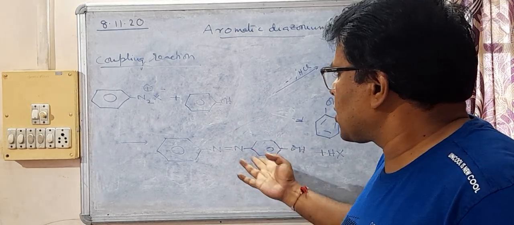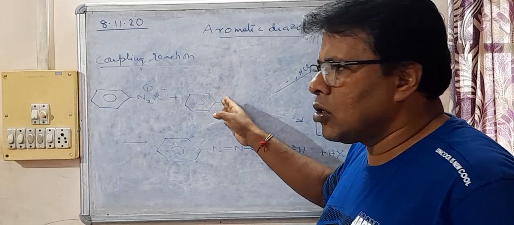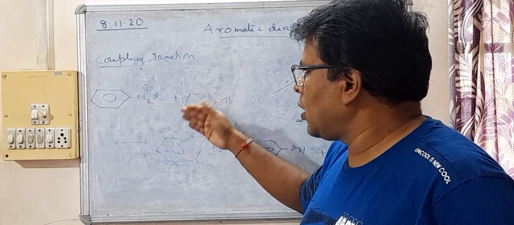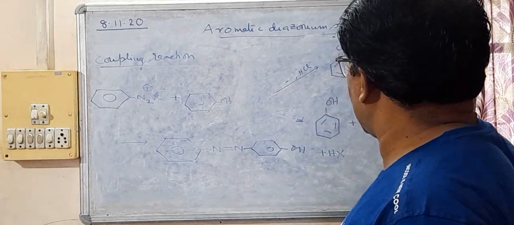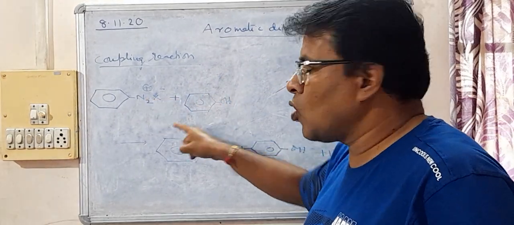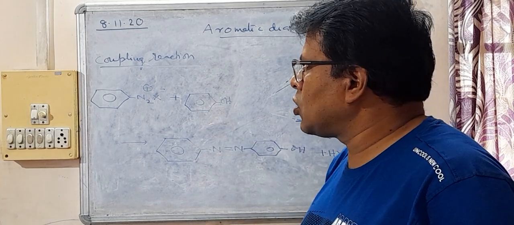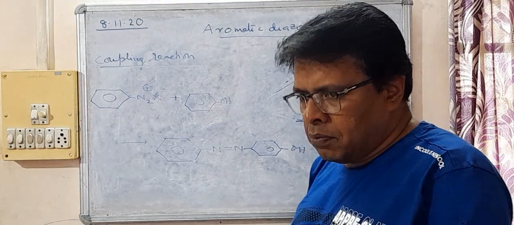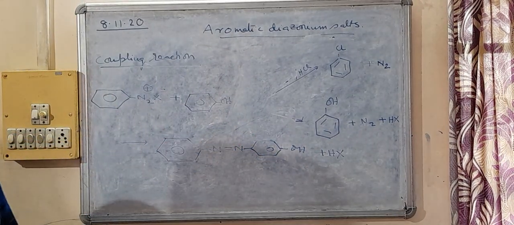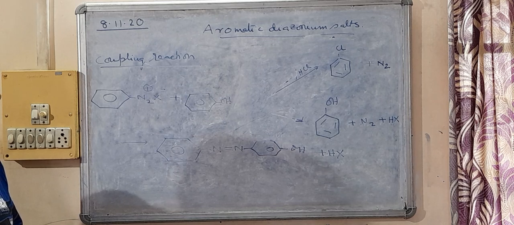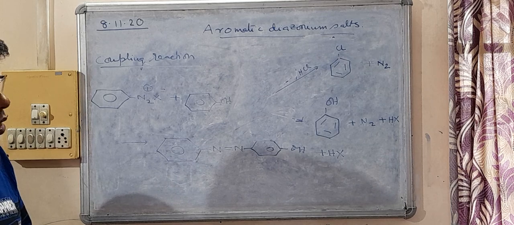So this coupling reaction happens with phenol, or it also happens with aromatic amines. And you can see here, unlike the other reactions, nitrogen gas is not liberated. So basically, this much we have in case of this amine chapter. So go through it properly. We will be discussing your doubts or some question answers in tomorrow's class. Till then, have a good day.